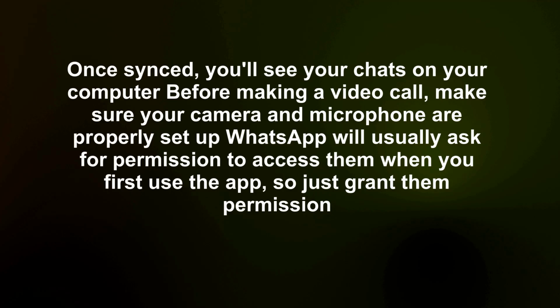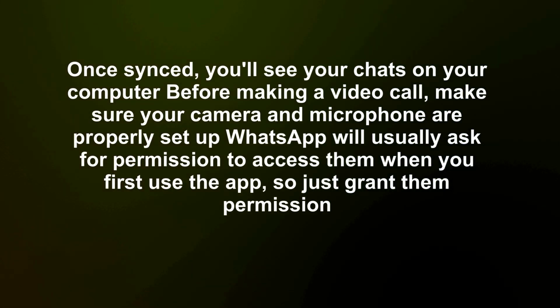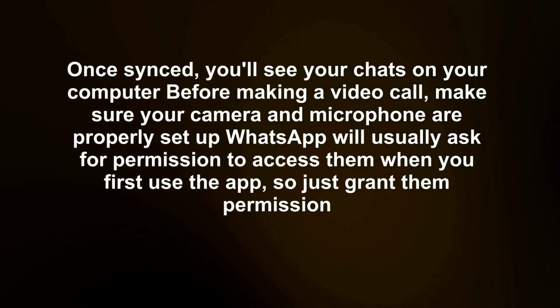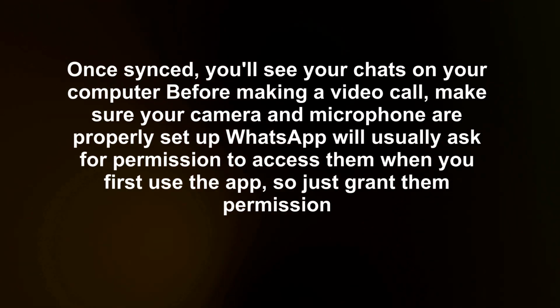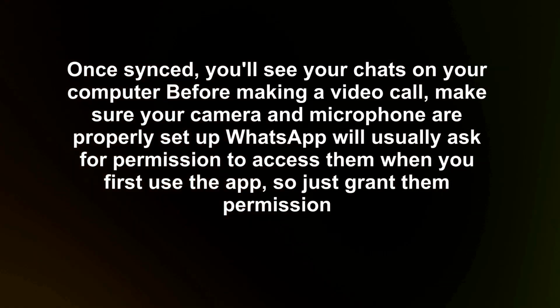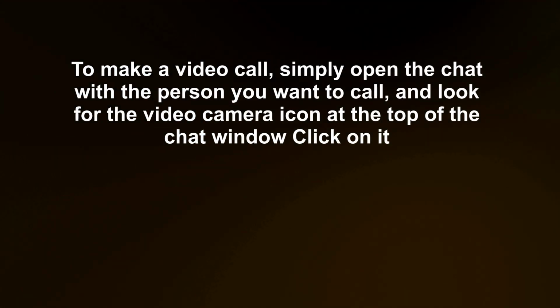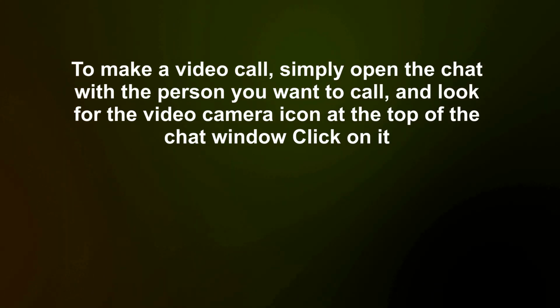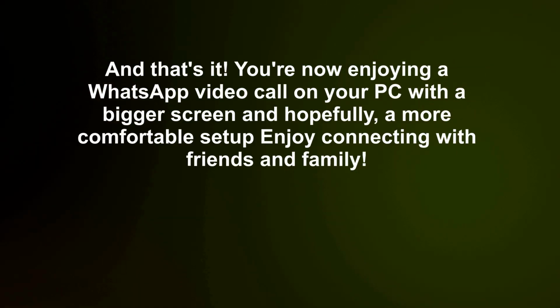Before making a video call, make sure your camera and microphone are properly set up. WhatsApp will usually ask for permission to access them when you first use the app, so just grant them permission. To make a video call, simply open the chat with the person you want to call, and look for the video camera icon at the top of the chat window. Click on it. And that's it.